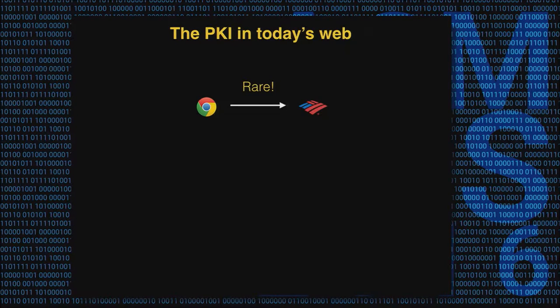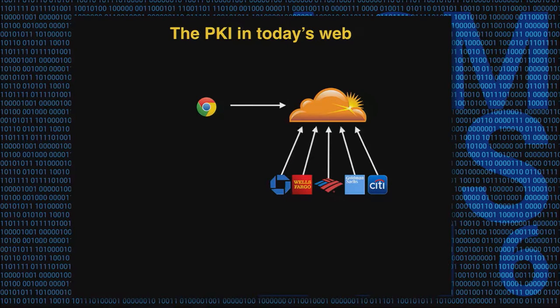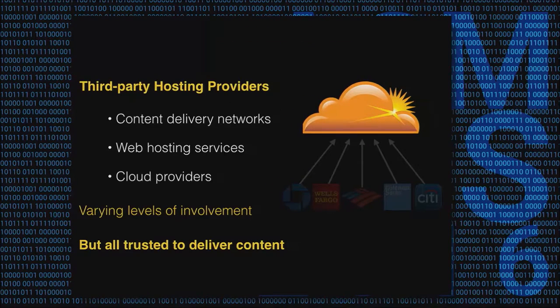As the internet's grown, because of the principles of economies of scale, among other reasons, it's become much more cost-effective for all kinds of websites to rent their infrastructure from third-party hosting providers rather than to build and maintain it themselves. And of course, the whole point here is that these providers are not just hosting one website, but many of them. When I say third parties here, what I really mean is a couple different types of services. So it includes content delivery networks like Akamai, web hosting providers like GoDaddy, cloud providers like Amazon EC2, and they're going to have varying levels of involvement.